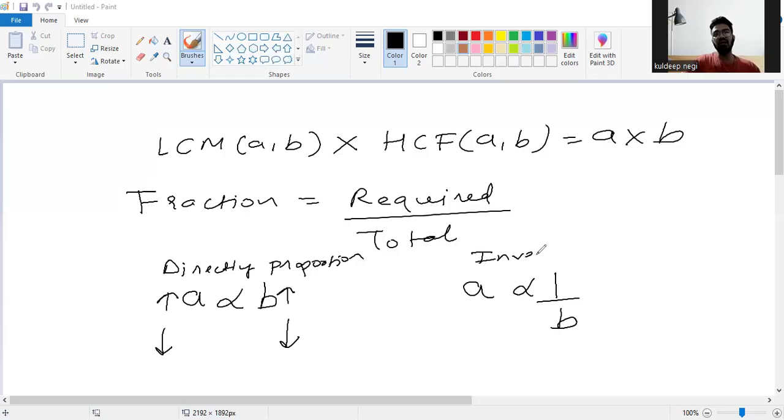Then inversely proportional. Inversely proportional means, clear by the name only, that whenever you create an effect on B, it will create a reverse effect on A. So we just discussed these three formulas. Now moving to the next formulas.